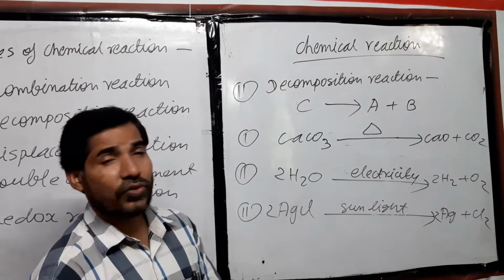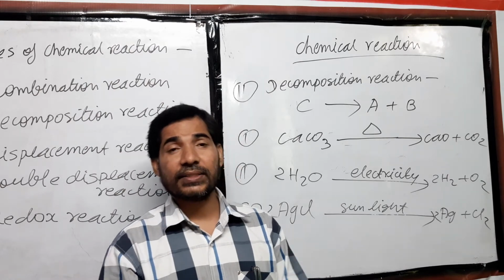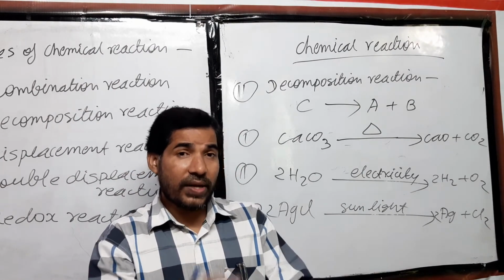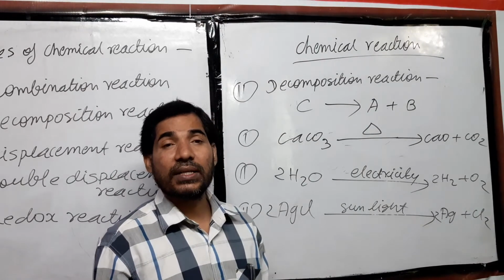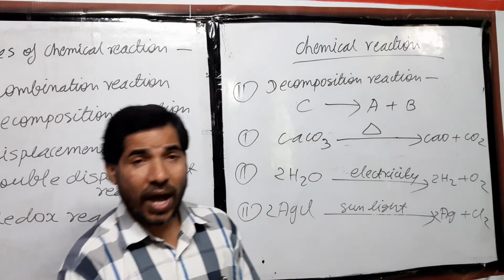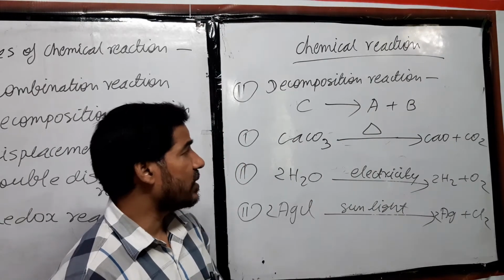And third is called photo decomposition reaction. Photo means light. Those chemical reactions in which a single substance breaks into two or more new substances when it is kept in sunlight are called photo decomposition reaction. So I have written three different examples for different types of decomposition reaction.